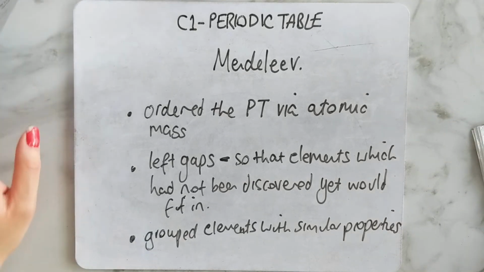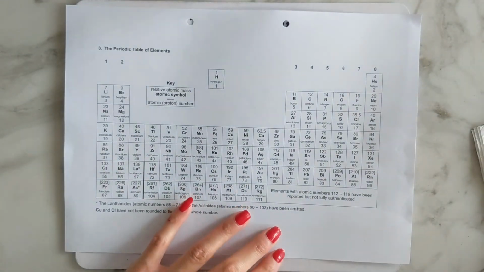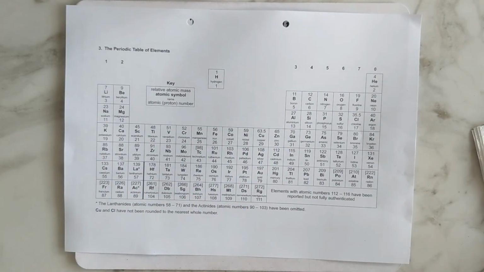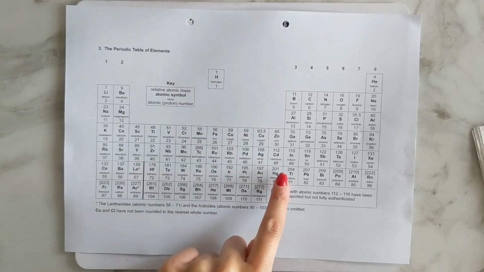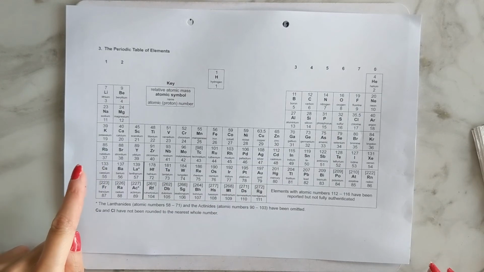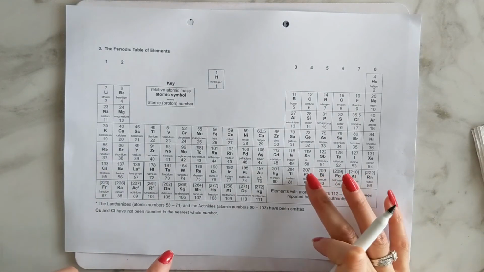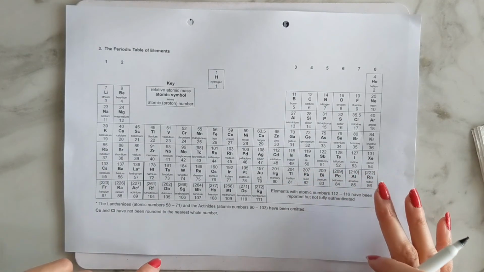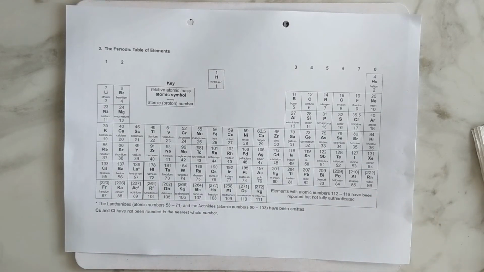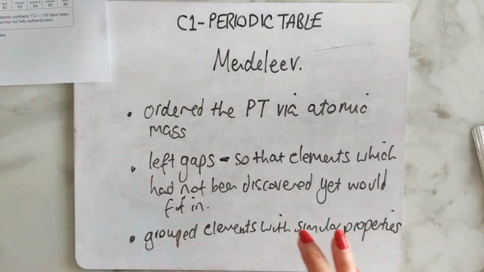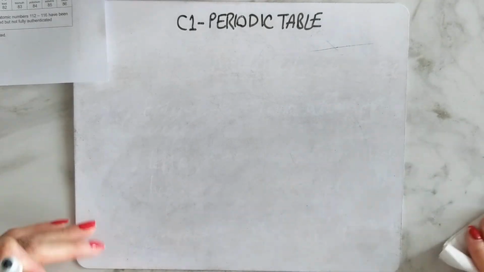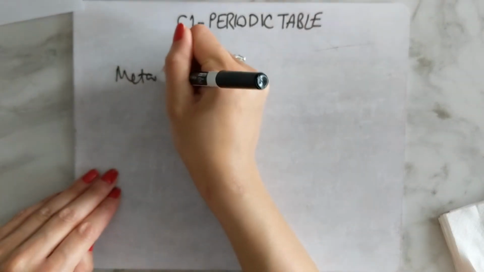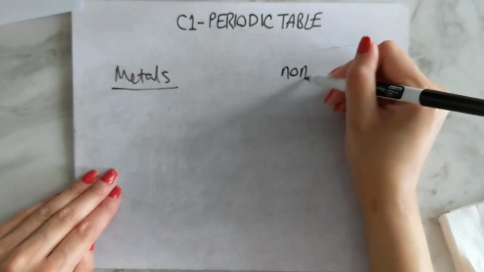Okay, lastly, let's just quickly look back at the periodic table. So on this side here, we have our metals, and then on this side over here we have our non-metals. So it's just important to know which side of the table are metals and which side are non-metals. So let's just have a look at some properties of metals and non-metals. We'll compare them. So I'll put metals over here, non-metals over here.